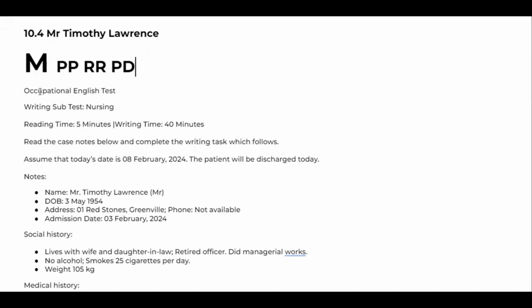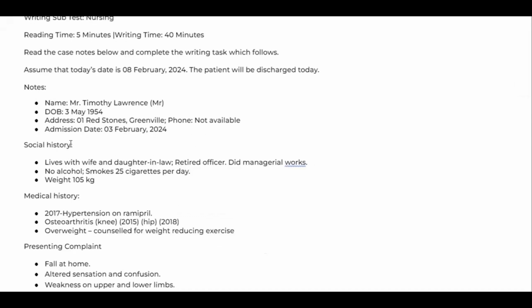That's all. Can somebody tell me, is this case notes a presenting or admitting case? Please tell me, somebody. Admission is very clearly here. Admission date is very, very clearly here. So this is an admission kind of case.